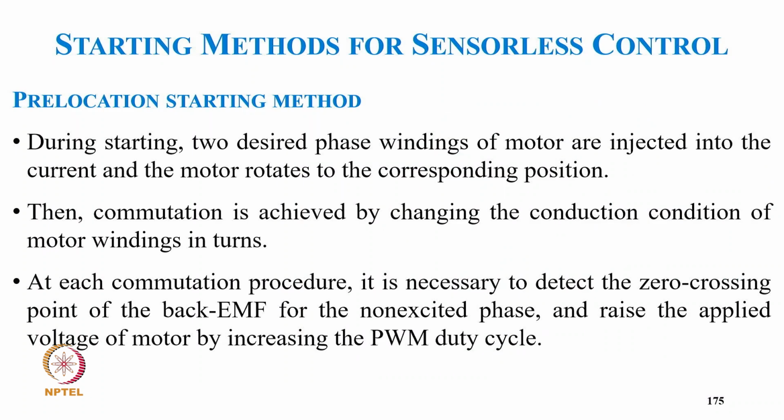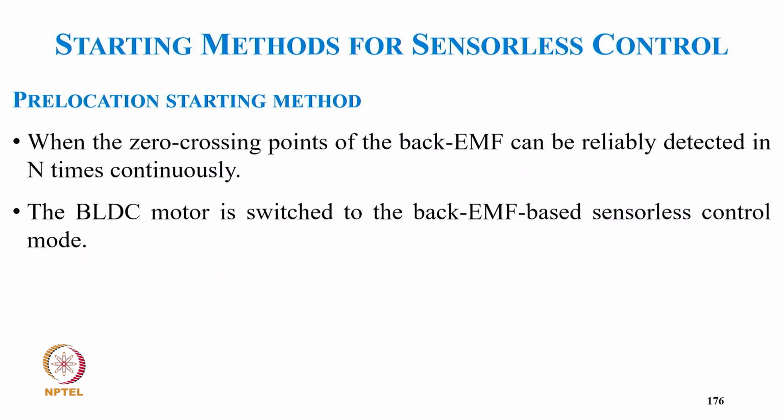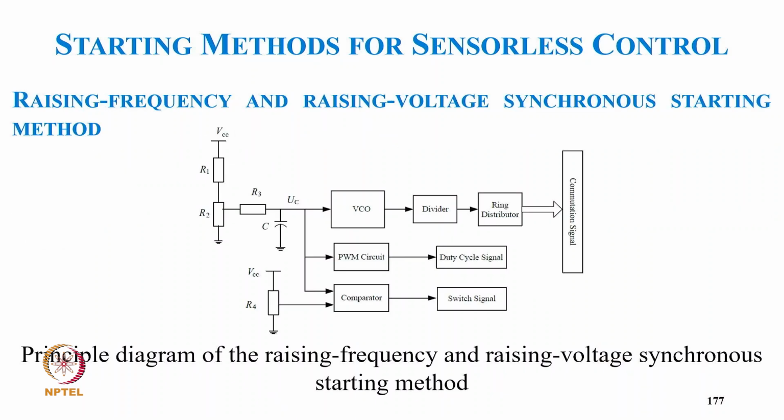So coming to the pre-location starting method. During starting, two desired phase windings of the motor are injected with current, and the motor rotates to the corresponding position, and then the commutation is achieved by changing the conduction condition of the motor windings in turns. At each commutation it is necessary to detect the zero crossing point of the back EMF for the non-excited phase and raise the applied voltage of the motor by increasing the PWM duty cycle. When the zero crossing points of the back EMF can be reliably detected n times continuously, the BLDC motor is switched to the back EMF based sensorless mode. So this is typically a starting method for sensorless control.